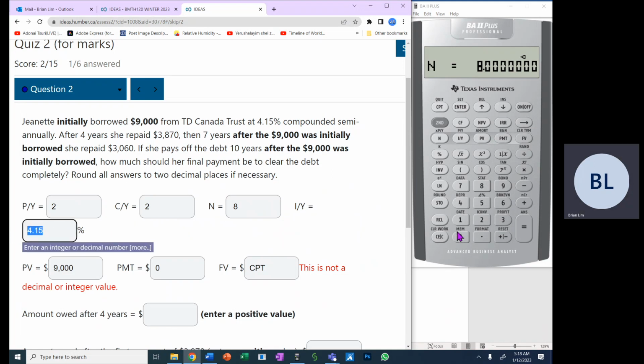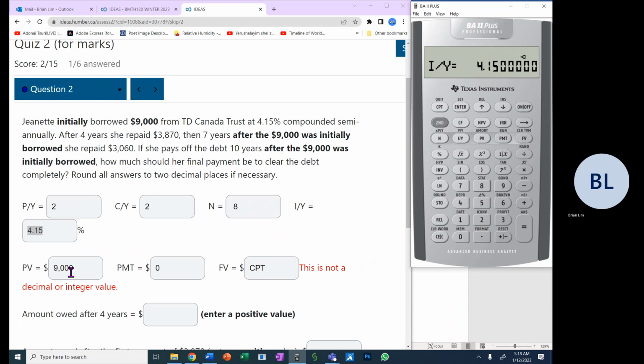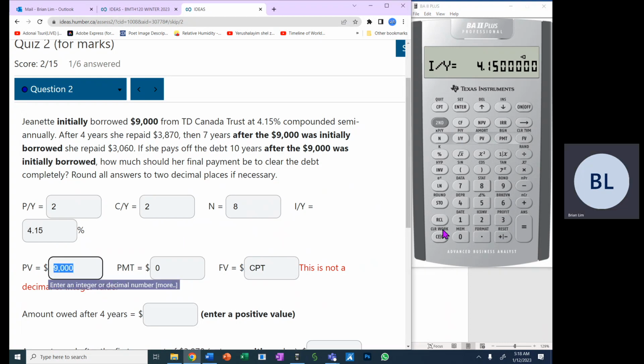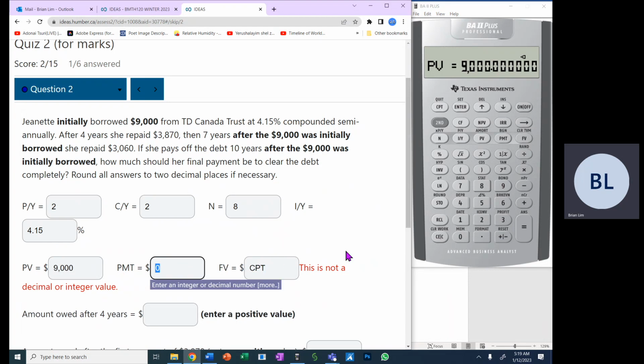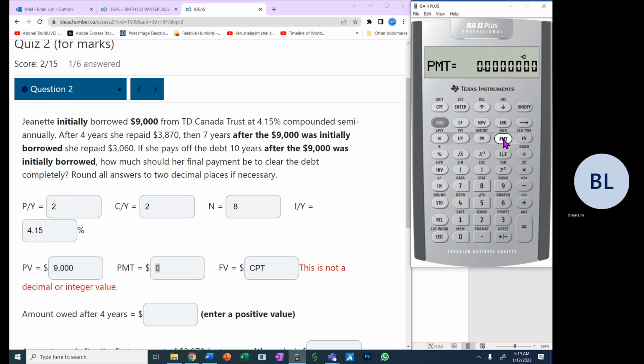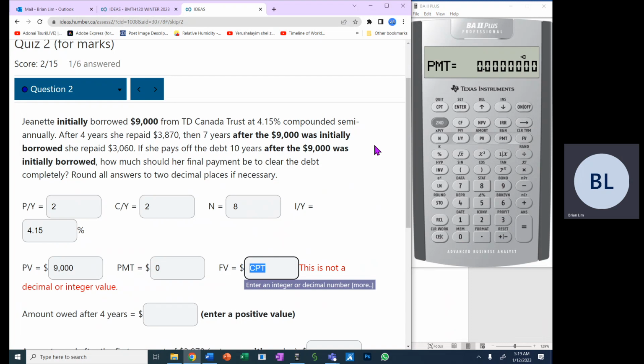So now the interest rate is 4.15 IY. Okay, present value is 9,000, so 9,000 present value. And 0 now for the payment. And now we compute this future value. All right, compute the future value, and there is the answer. That should be the correct answer.